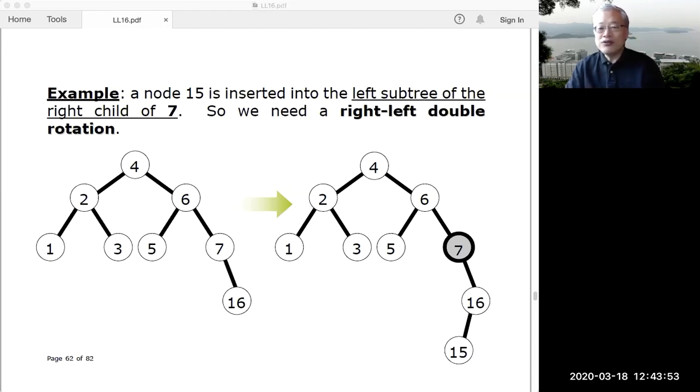I got one question from Kevin privately. So maybe you can consider putting your questions to the public. Maybe next time. Here I just repeat your question to everyone. Kevin asks, can we just compare the three numbers and put the middle one at top? That is, this 7, 16, 15, can we just compare these three numbers and then put the middle one at the top as the root?